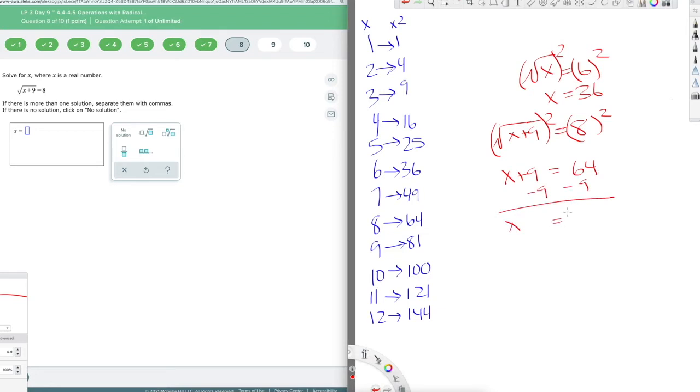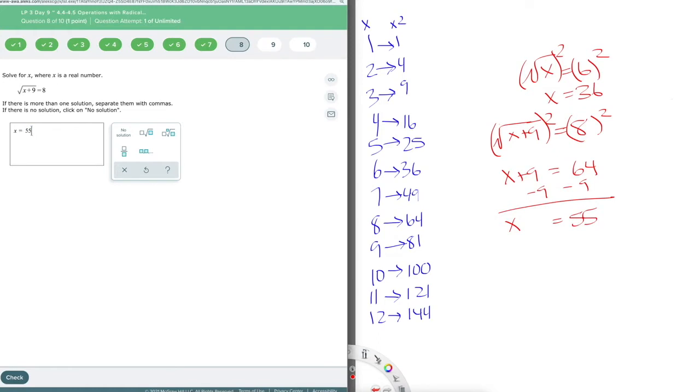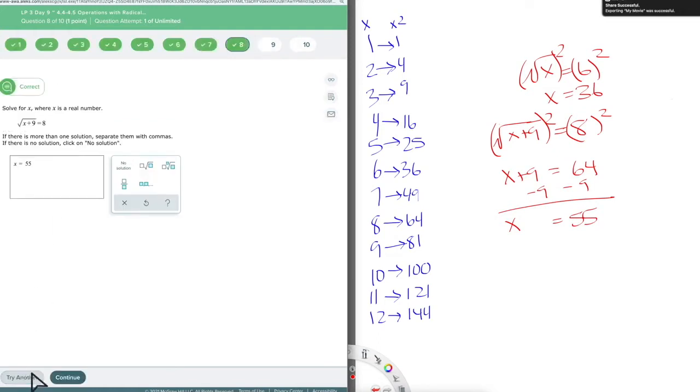So x equals, and I think we do have to take into account, maybe they don't want us to take into account the positives and negatives quite yet. So with this one I have 64 and I'm taking 9 away, so it's 55. So let's see, I don't think they want us to take into account the positives and negatives. No, they don't.